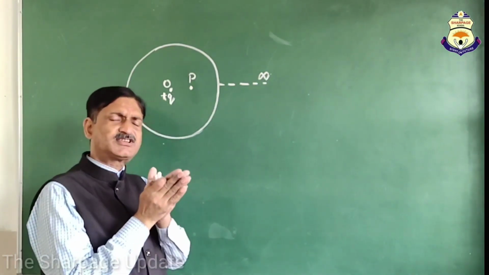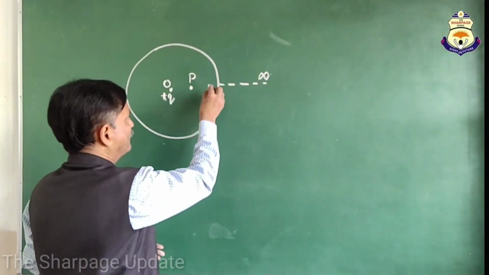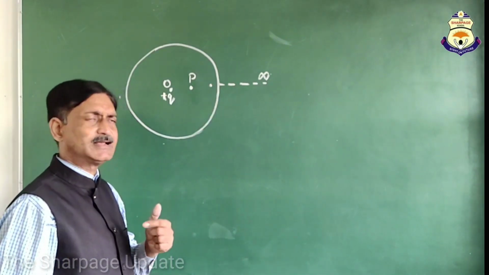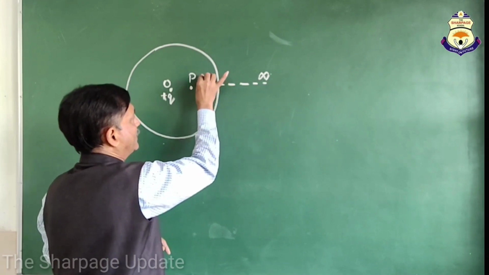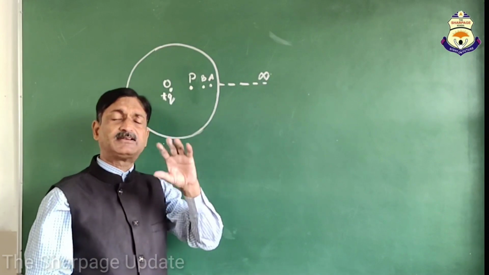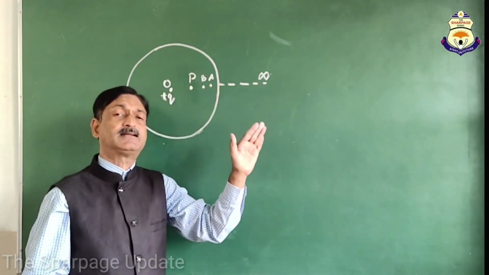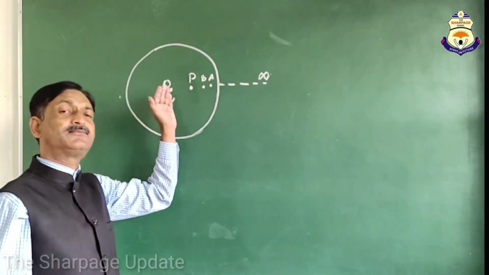And let us say we are shifting it by small distances. Means first of all the unit positive charge is kept at point A, then at point B, and finally we keep this unit positive test charge at point P. Means we are bringing the unit positive test charge from infinity to point A, then point B, and then finally to point P.